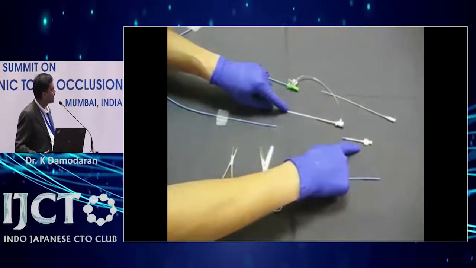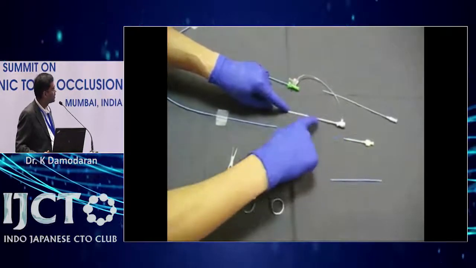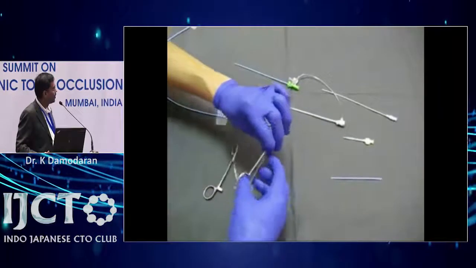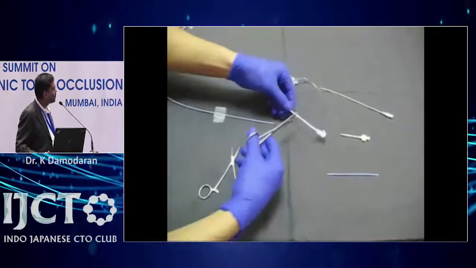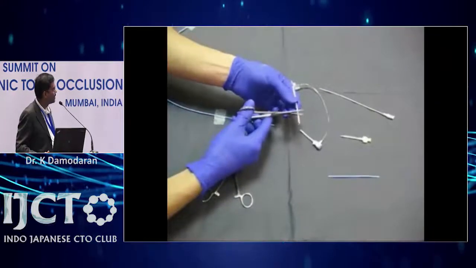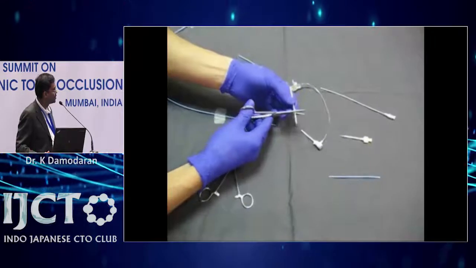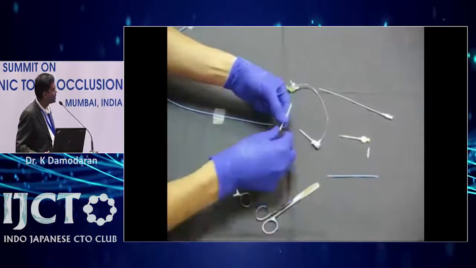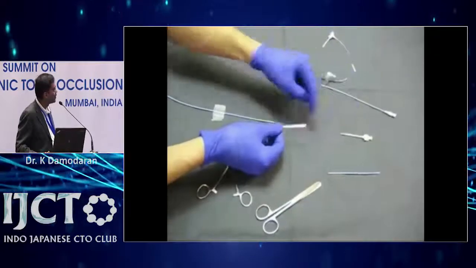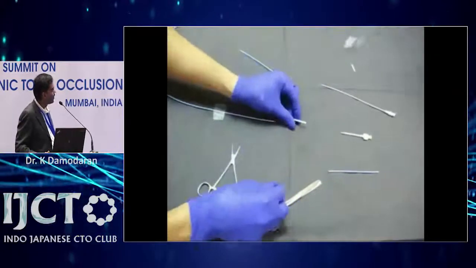The sheath is cut at two ends. This sheath should be 1 French smaller size than the original guiding catheter. We have to cut here as well as at the distal end. The distal end is usually tapered, so we have to cut at some distance. Now, being 1 French smaller, we need to flare both ends with the dilator.